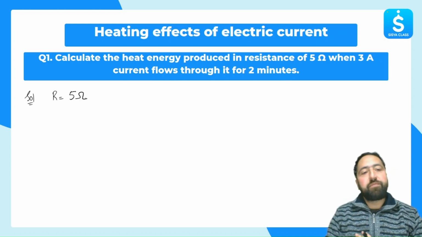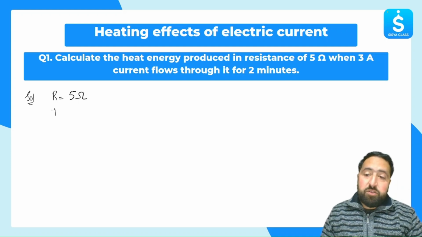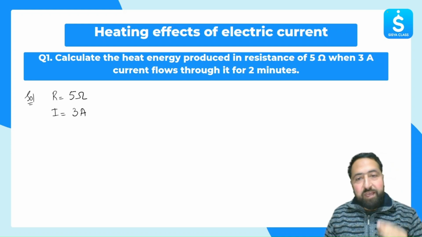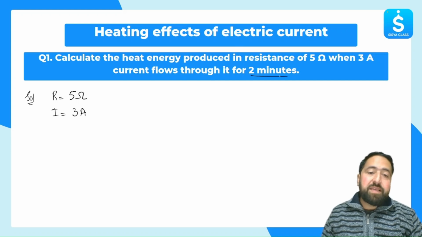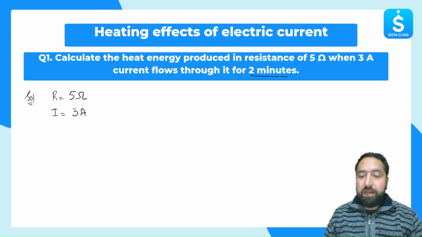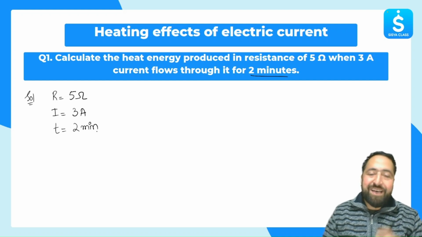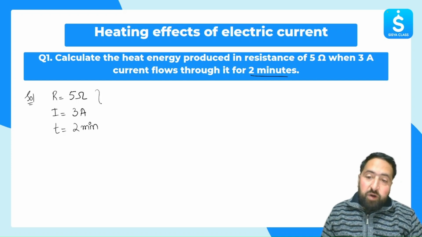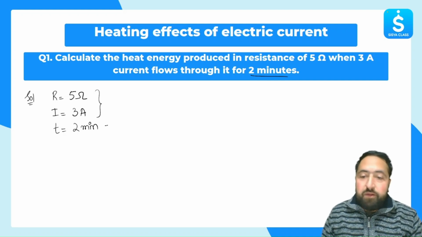Very easy. When 3 ampere current flows through it, the current is given as 3 amperes. Till this point we don't have any issue because both of these units are SI units. But the time, it's saying that the current is flowing for 2 minutes. So time equals 2 minutes. Now you know that the SI unit of time is seconds, not minutes. So if these two are in SI units, the time should also be in SI units.